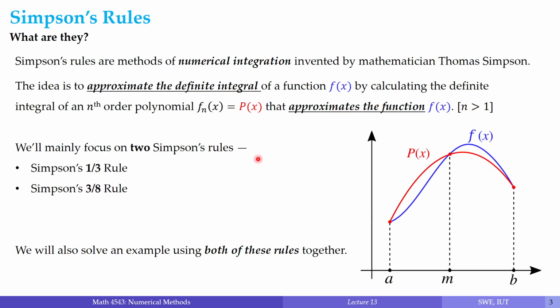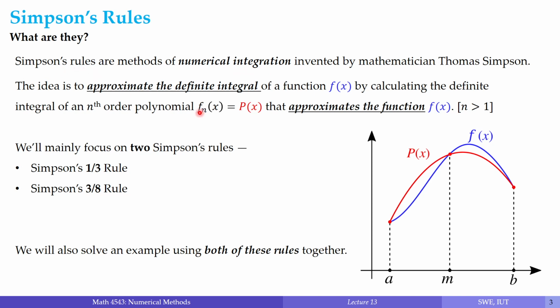So what are Simpson's rules? There was a British mathematician called Thomas Simpson. He came up with, or basically invented, some numerical integration methods, and those methods are named after him and are called the Simpson's rules of integration. So what's the idea?